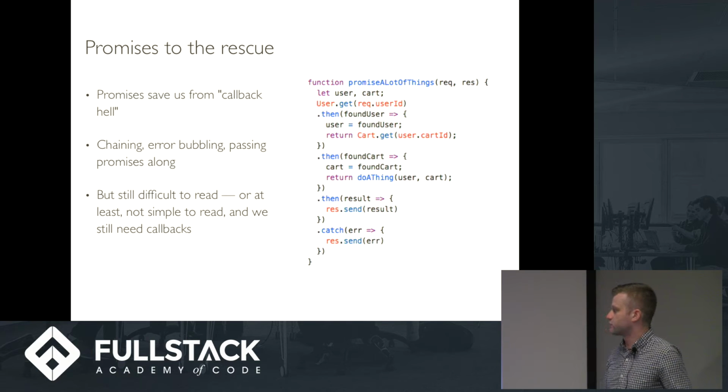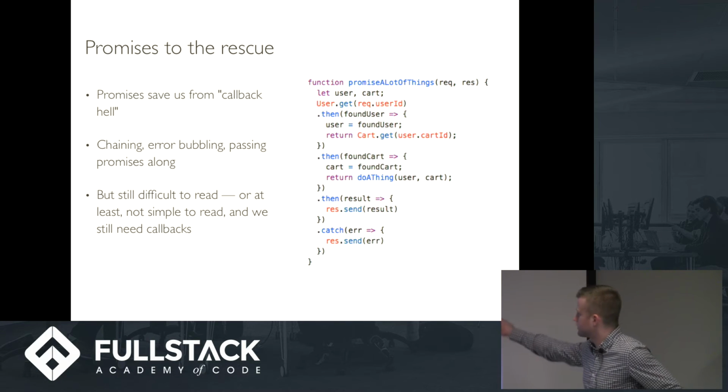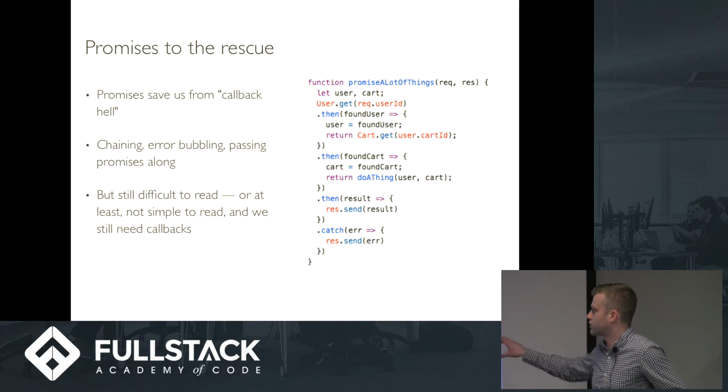It's still a little difficult to read. It's not as simple. And then we still have all these callbacks, all these little functions that we're declaring and returning and declaring and returning. It's not easy to follow. I'm sure all of you have had the issue where you're trying to figure out exactly where you are in a promise chain, exactly what you have.